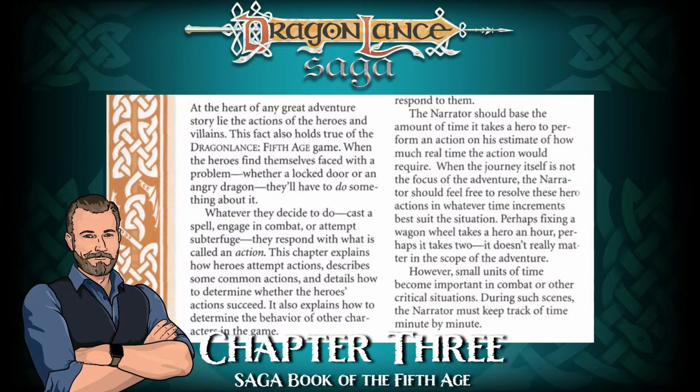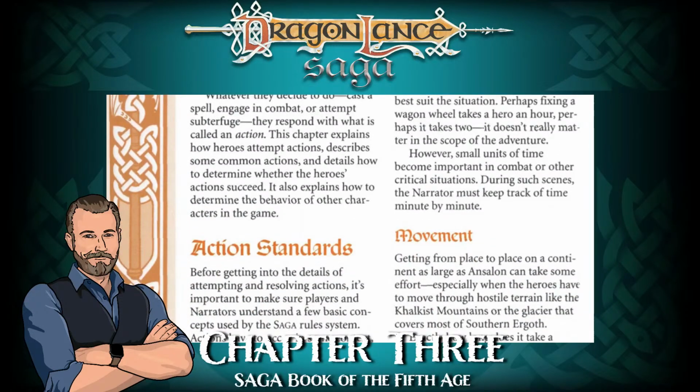At the heart of any great adventure story lie the actions of the heroes and villains. This fact also holds true of the Dragonlance 5th Age game. When the heroes find themselves faced with a problem, whether a locked door or an angry dragon, they have to do something about it. Whatever they decide to do, cast a spell, engage in combat, or attempt subterfuge, they respond with what is called an action. This chapter explains how heroes attempt actions, describes some common actions, and details how to determine whether the hero's actions succeed. It also explains how to determine the behavior of other characters in the game.